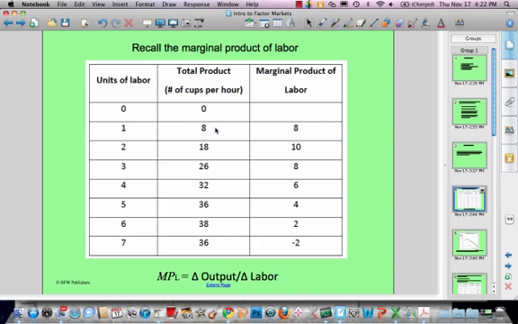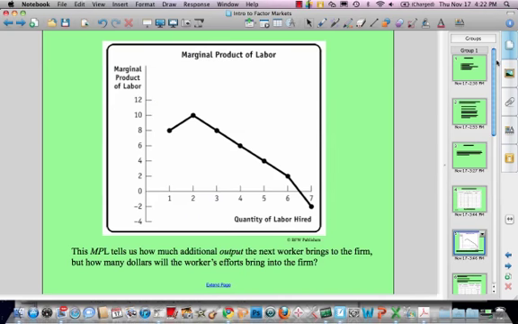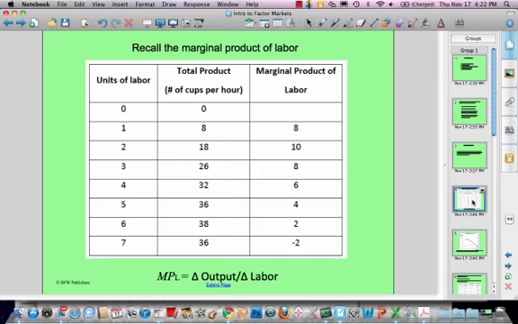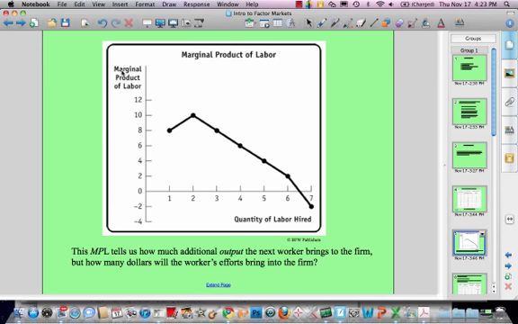Said another way, how much do we get? What's the marginal product produced by an additional unit of labor? So in this case you can see 1 unit of labor produces 8, so the marginal product is 8. 2 units of labor produce 18, so the marginal product of that additional unit of labor is 10, and so on and so on. This, you'll recall, is the graph that results from graphing this data, where you have marginal product of labor on the y-axis, and then the number of labor units hired along the x-axis.